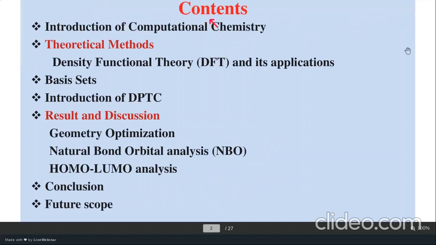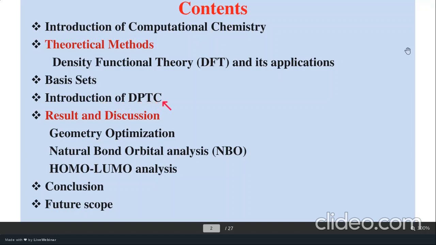These are some contents. Introduction of Computational Chemistry. Here I will introduce what computational chemistry is, how it works in our work, and what its application is. After that, the theoretical methods. Basically, we are using the density functional theory method, which gives us some properties of a molecule and its application. The basis set: basically, the basis set we use to program our molecule to optimize its properties, vibrational properties, etc.